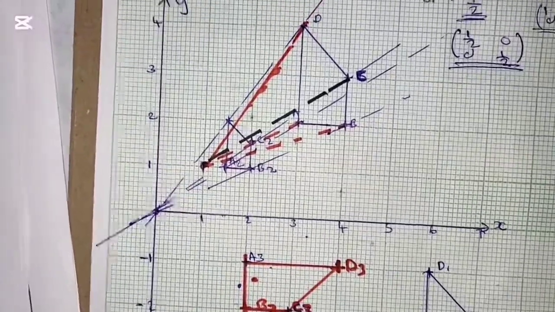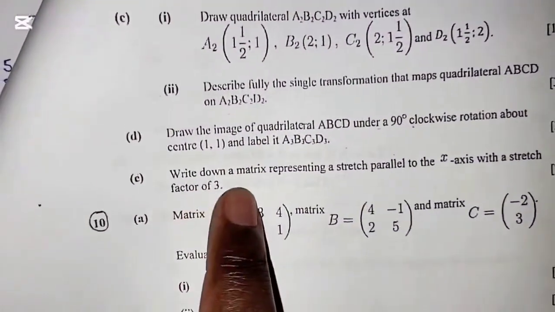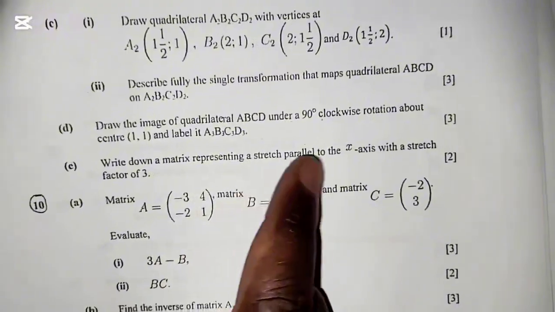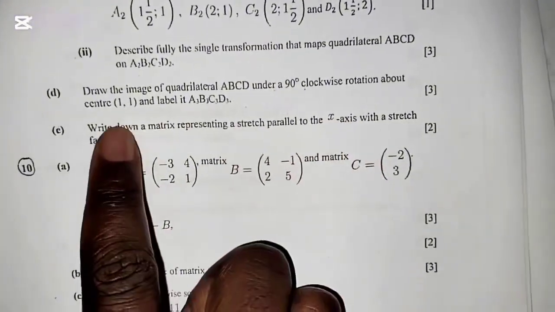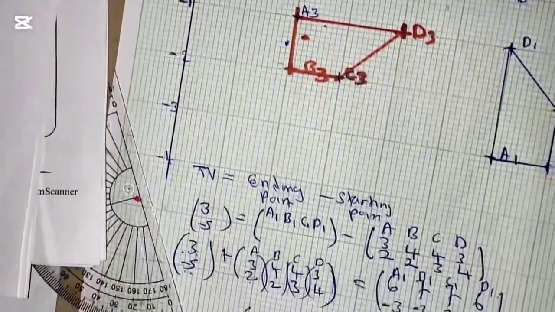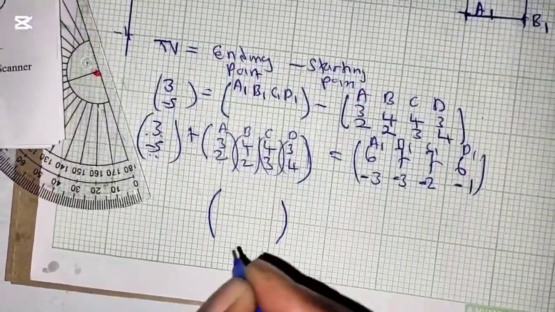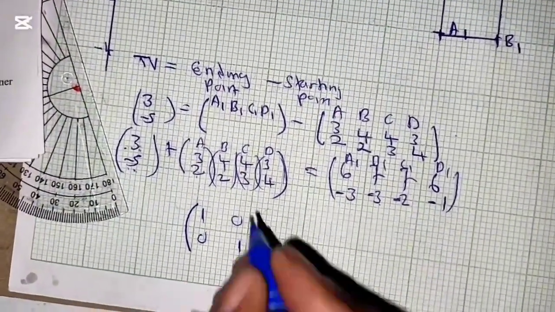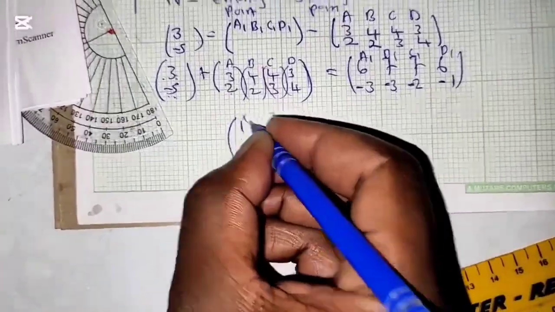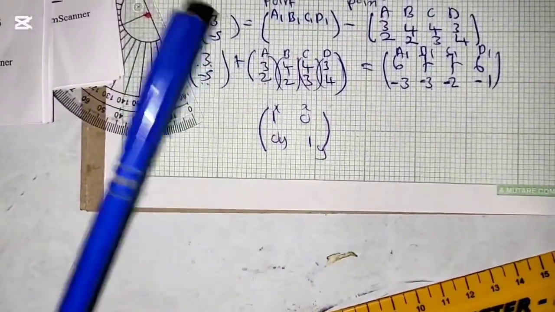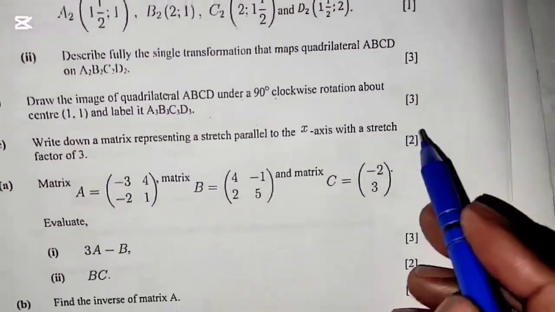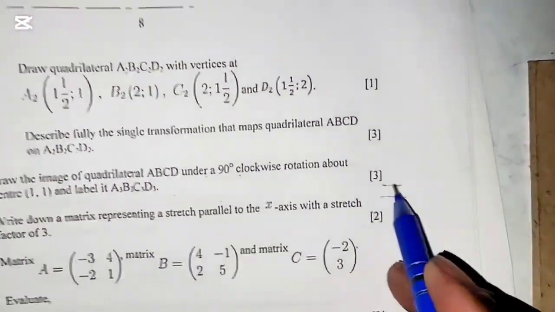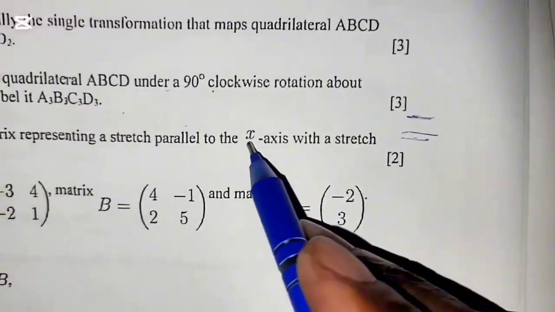Okay, so let's go to the last part of the question. Write down the matrix representing a stretch parallel to the x-axis with a stretch factor 3. Okay, stretch also uses a matrix, right, from our identity matrix, 1 0 0 1. So this one is x, this one is y, this one is x, this one is y. Okay, so it says stretch parallel to x-axis. So parallel lines, they are like this all together, right? So you say parallel to x-axis, which means it's what?